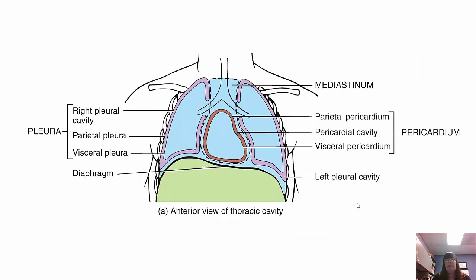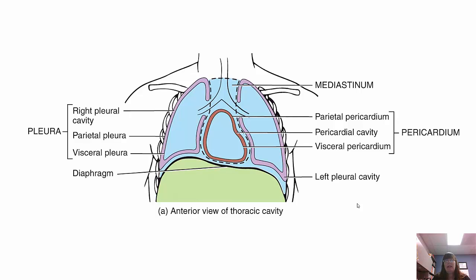This is showing you the pleural and the pericardial cavities. So in blue, you have the thoracic cavity. Diaphragm is the bottom. In greenish, whatever color that is, you have the abdominal cavity. So each lung is surrounded by a pleural membrane, which is in the pleural cavity. So you have the right and left pleural cavities. The parietal pleura is the outside that lines the cavity. The visceral pleura is the inside that's on top of the organ.